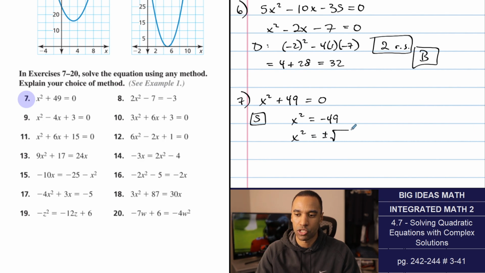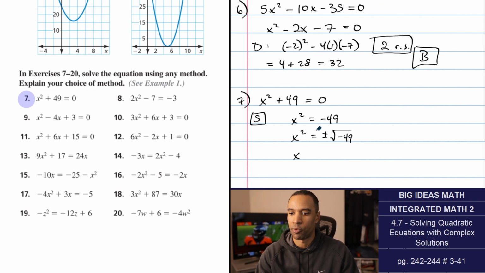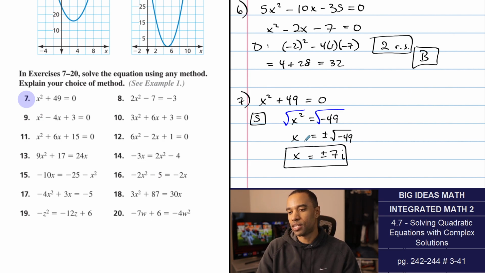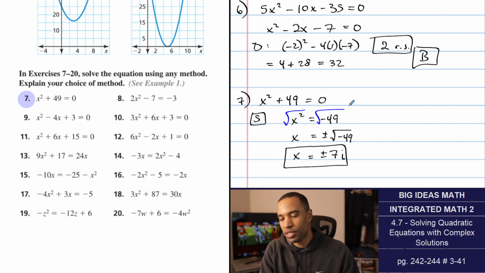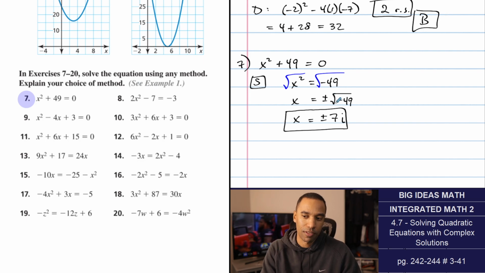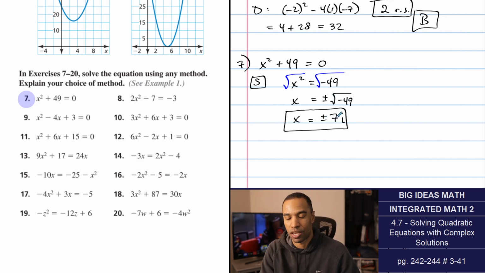This will be plus or minus square root of negative 49, which, whoops, this is not an x squared anymore. This is now x. When I take the square root of both sides, this is plus or minus 7i. So I stressed this in section 4.6. The only difference between the square root of 49 and the square root of negative 49 is that the square root of negative 49 has an i in it. It's the only difference. What would be the answer if this said plus or minus square root of 49? It would be plus or minus 7.